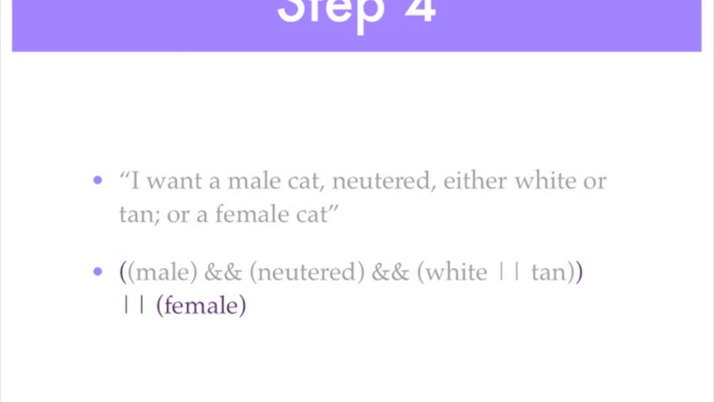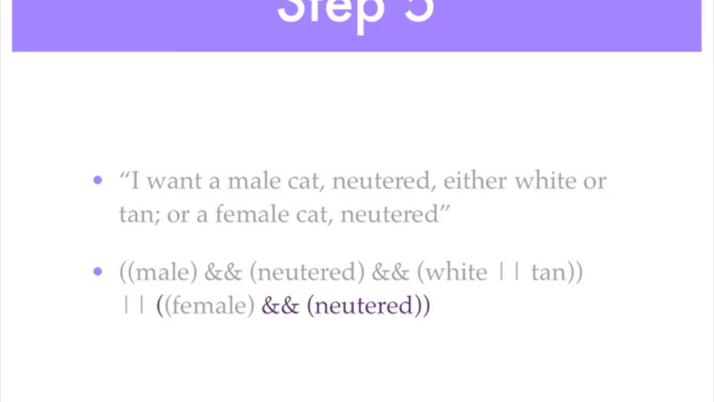My third step is that I want a male neutered cat, either white or tan, or a female cat. And so here I have added to my complex test, male and neutered and white or tan, an or. I'll take a cat that's female. So my first test is that a cat must be male and neutered and white or tan. And you note that that's bounded by two parentheses, open and close. Or I'll take a female cat. So I really have two tests here. The test is: is the cat male and neutered and white or tan, or is it female? First test is complex. Second test, very simple.